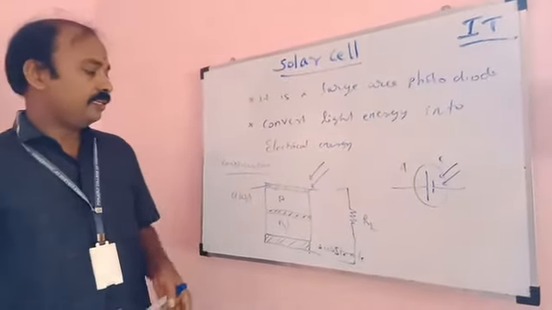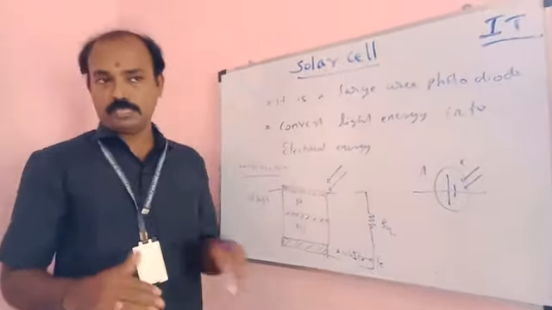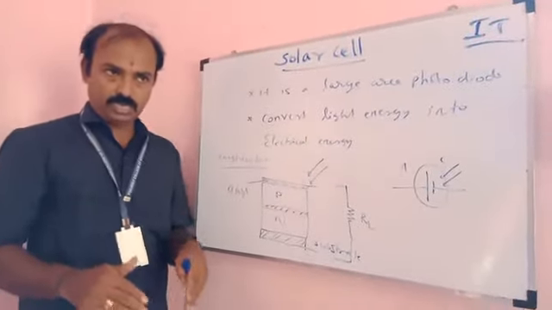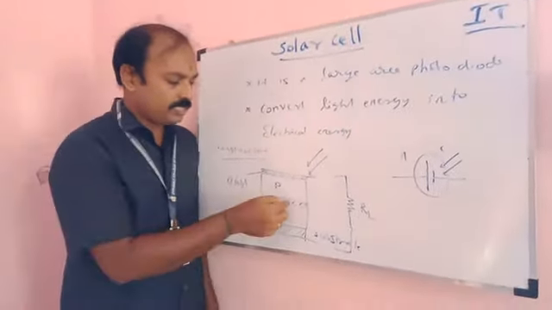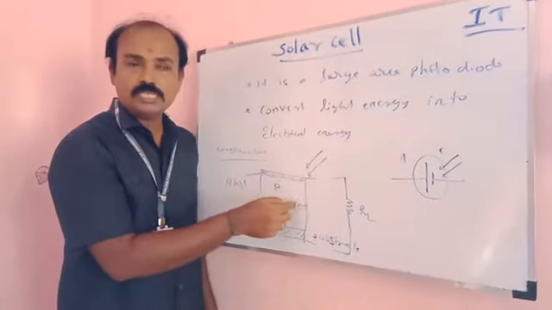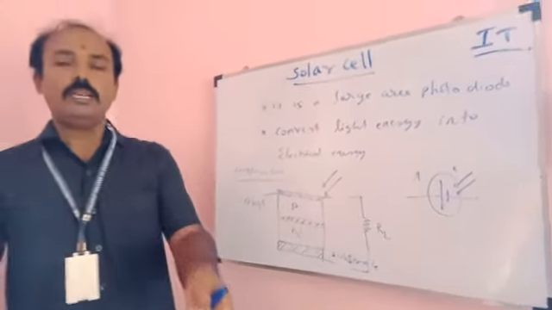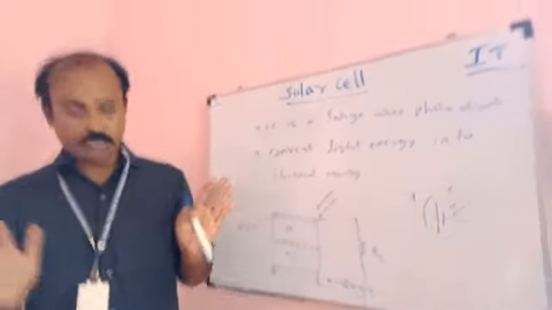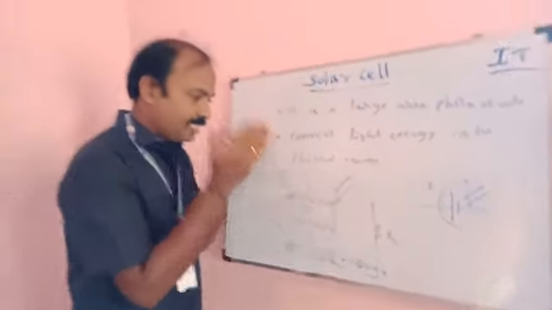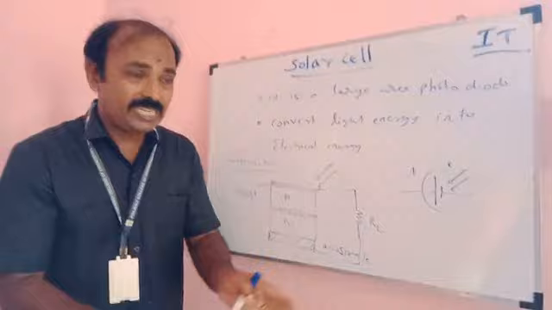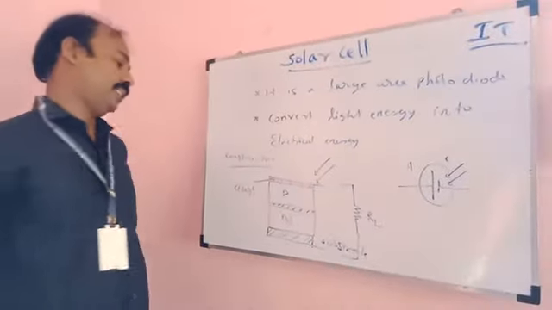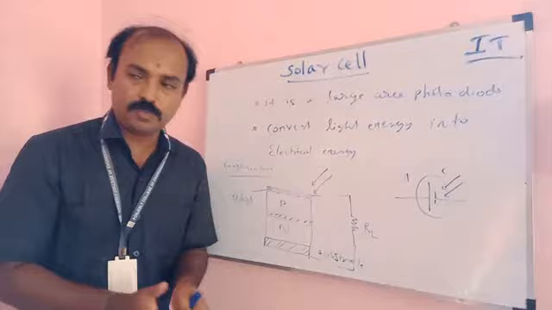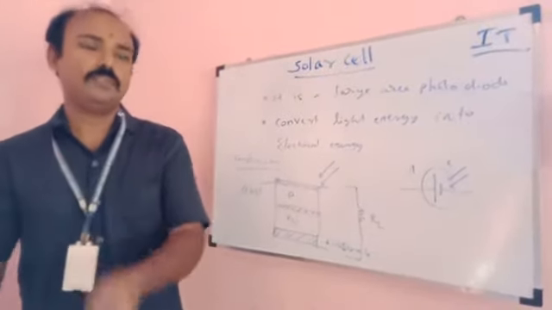Then finally the crossing takes place, that is the positively charged hole and negatively charged electron cross over this region, that is the depletion region, that produces electricity. Here the produced electricity is directly proportional to the intensity of the incident light. The produced electricity in this case is directly proportional to the intensity of light.